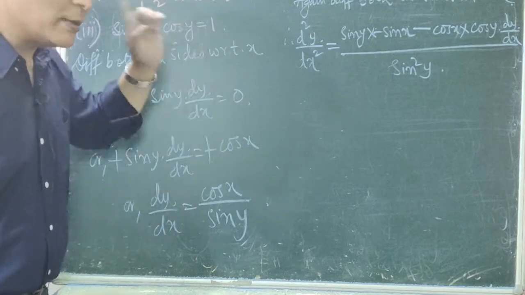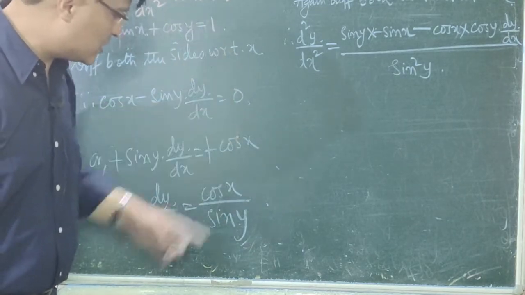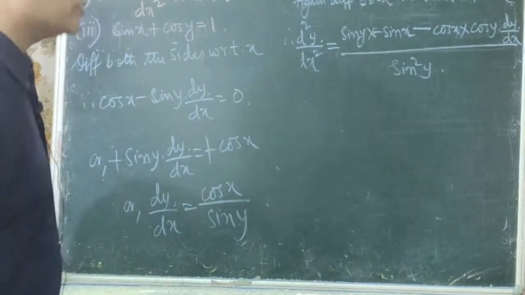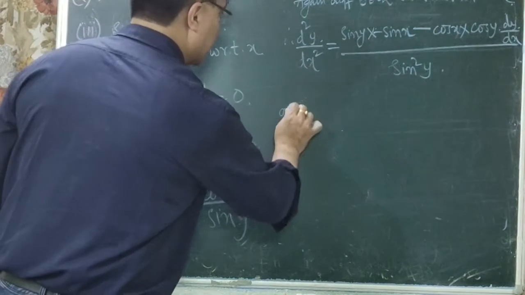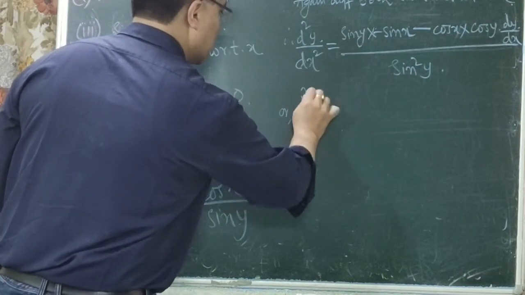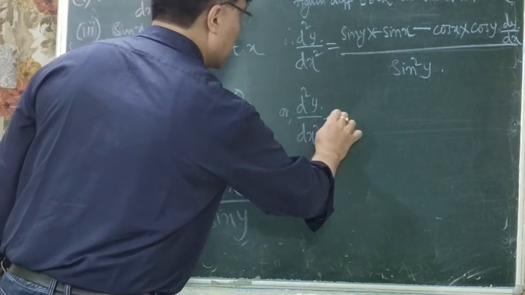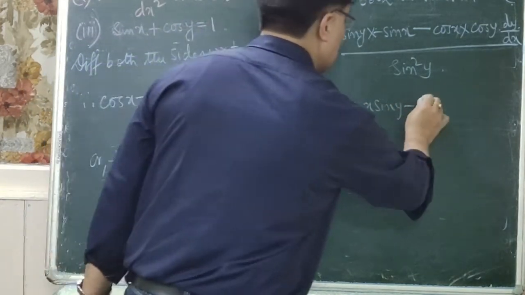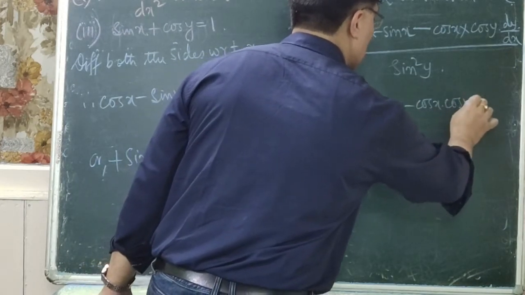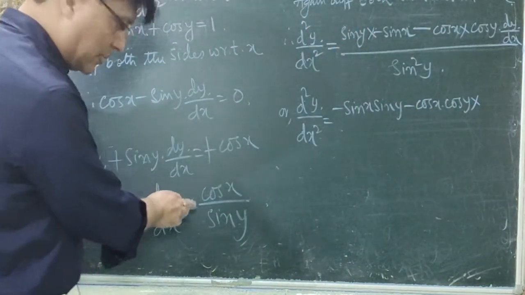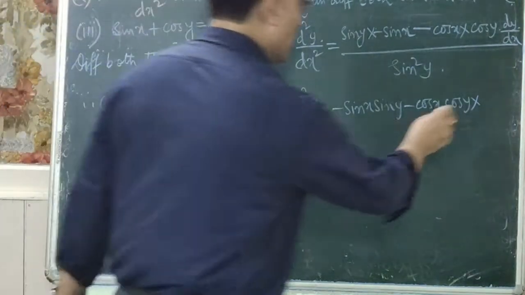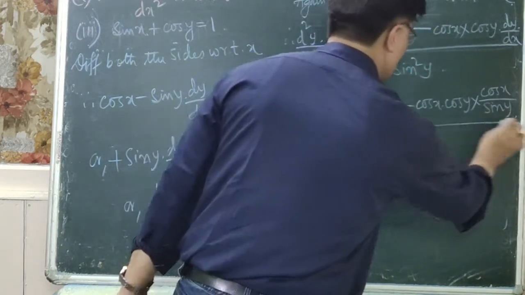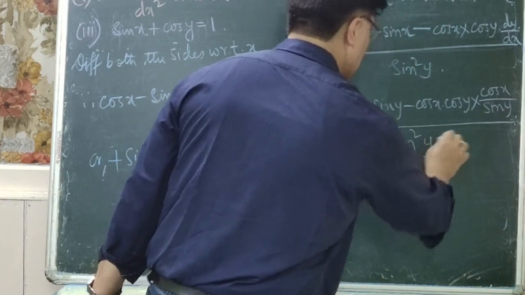That is minus sin x, minus, now cos x is kept as it is, into sin y differentiation, cos y into dy by dx. Now you have to put the value for dy by dx there to simplify it. So d2y by dx square is equal to minus sin x sin y minus cos x cos y into, what is dy by dx? It is cos x by sin y. This whole divided by sin square y.